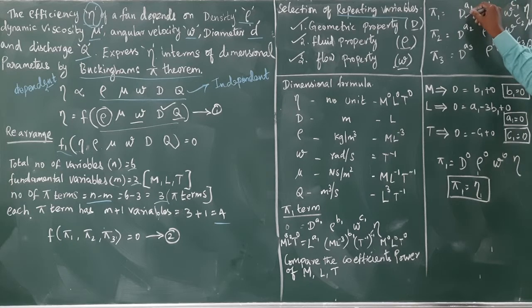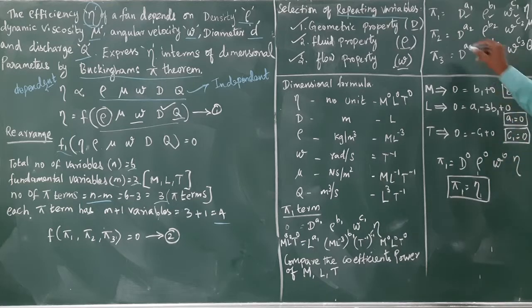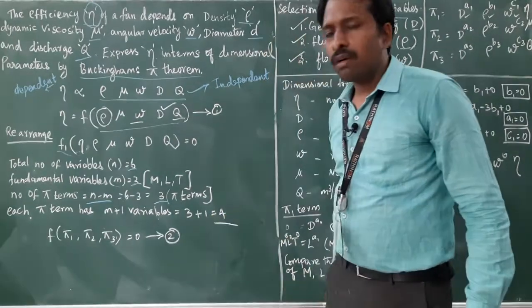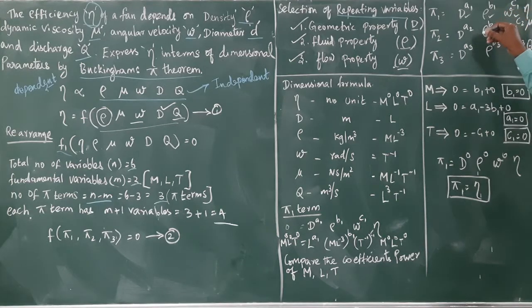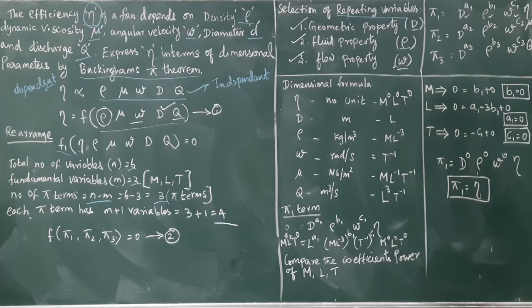Next, I am introducing the powers. Powers for pi 1 are a1, b1 and c1. Then powers for pi 2 are a2, b2 and c2. Next, pi 3 has a3, b3 and c3. There are 3 pi terms. Each pi term has 4 variables. Already we have selected the 3 repeating variables: diameter, density and angular velocity.